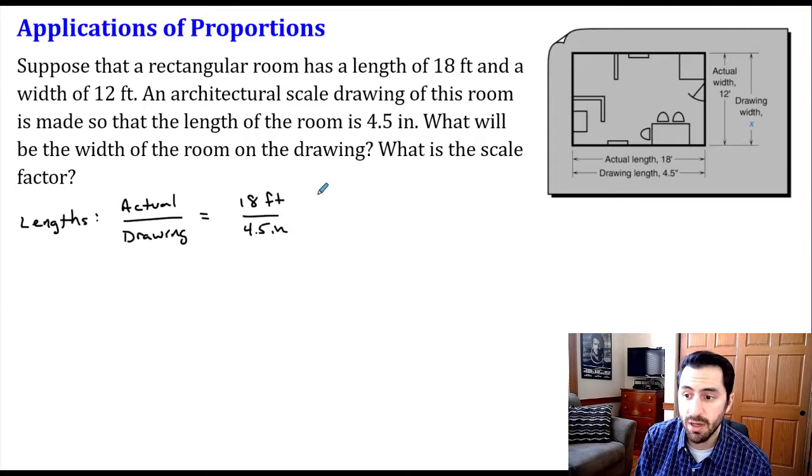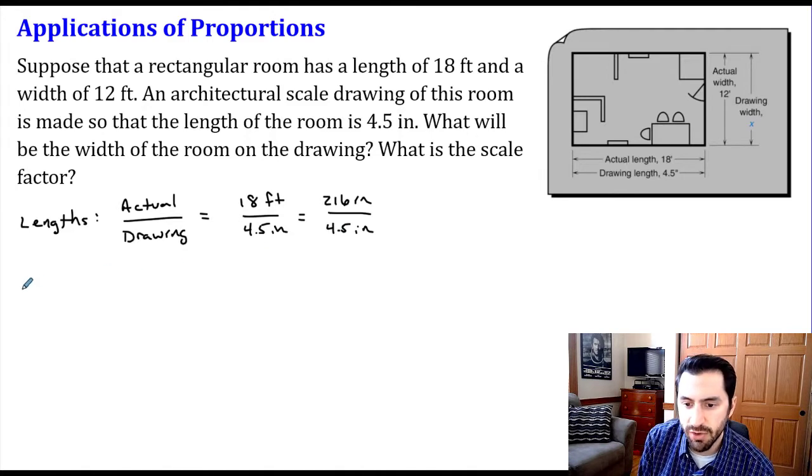Now the first thing I'm going to do here is I'm actually going to change 18 feet, and I'm going to convert this into inches. In this ratio, I do want these units of measurement to match in the numerator and the denominator. So 18 feet multiplying by 12, we end up with 216 inches. And now our units match.